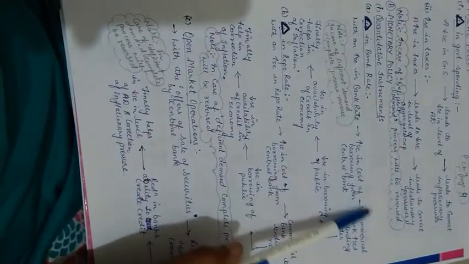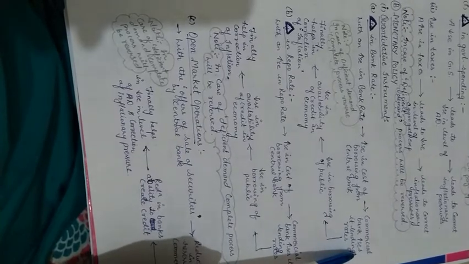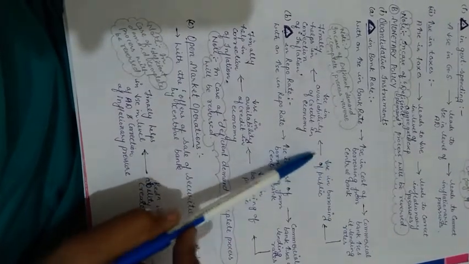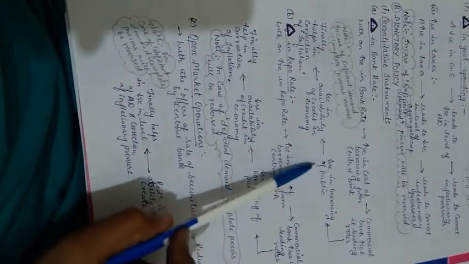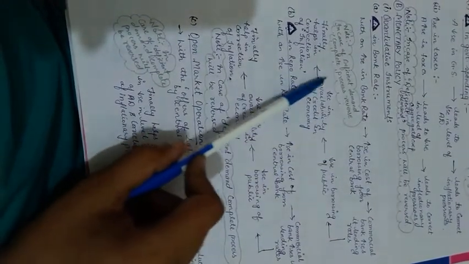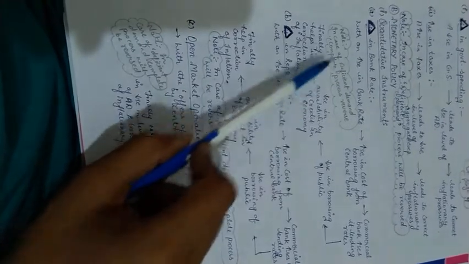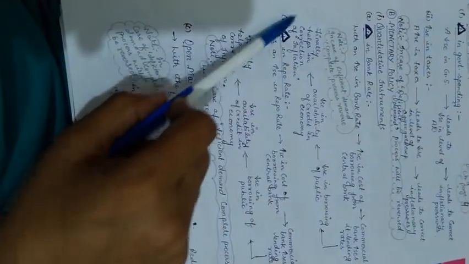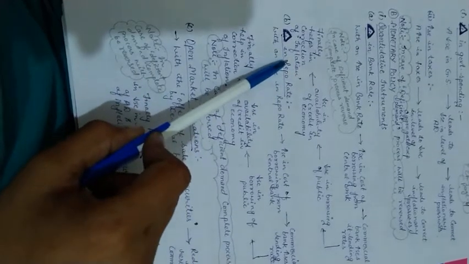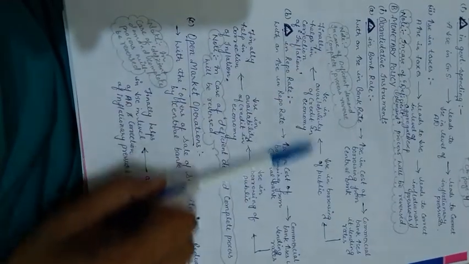And if it becomes costly for commercial banks, it will also become costly for the public. So the public will think that they will not borrow at such high rates. Due to this, there will be decrease in availability of credit in the economy. And finally, it will help in correction of inflation. In case of deficit demand, the whole process will reverse.